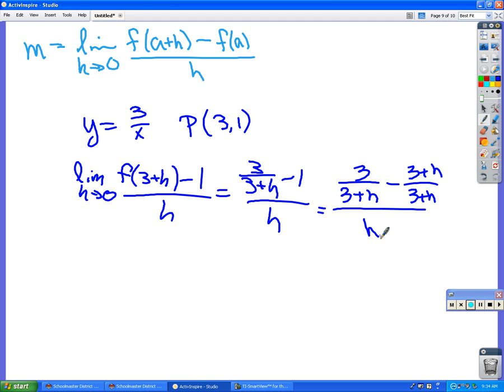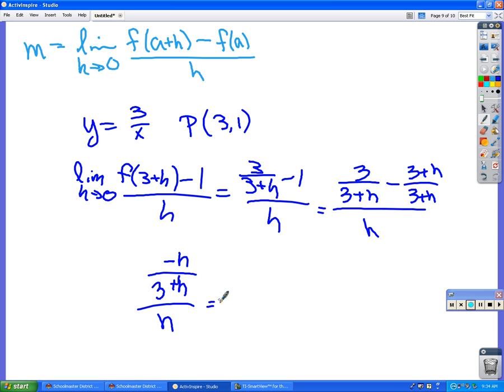Well, let's simplify the top first. Be very careful as you do this. Tell me what you get when you simplify the top now that we have a common denominator of 3 plus h. Negative h. Okay? 3 minus 3 cancels 0. Don't say that therefore it's h over 3 plus h. This minus sign goes to both of those things, so I'm going to be left with negative h. Okay?